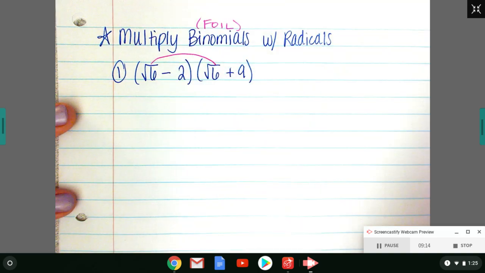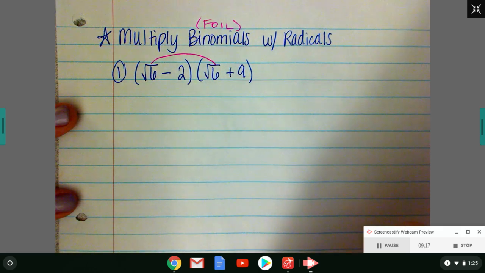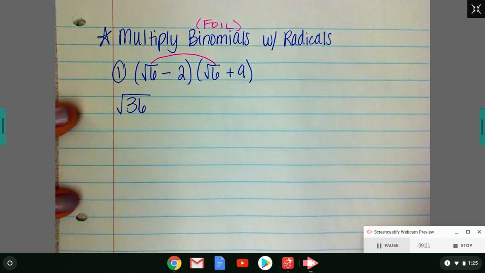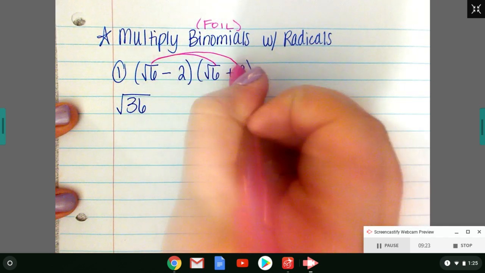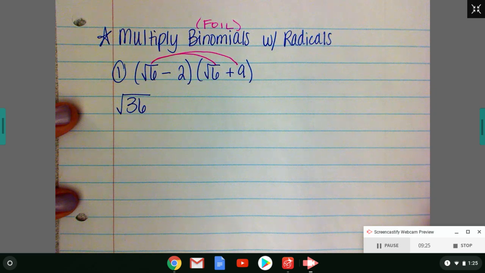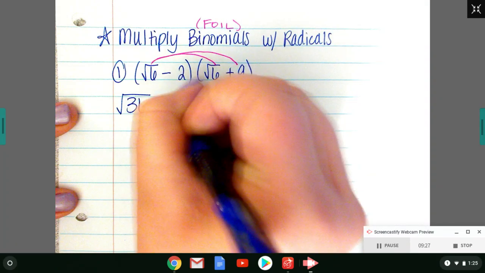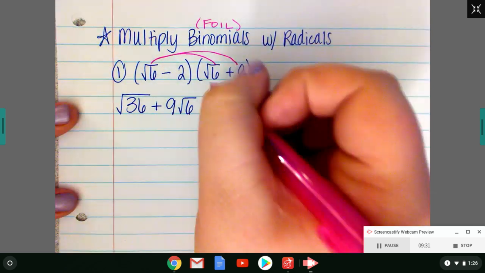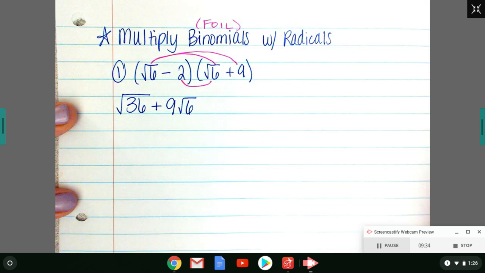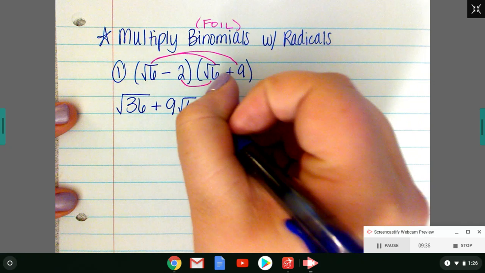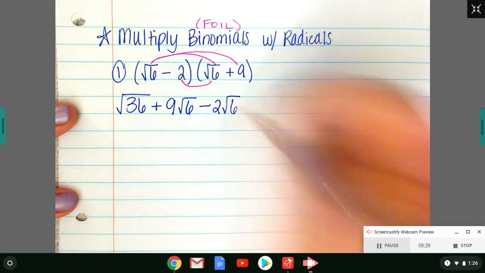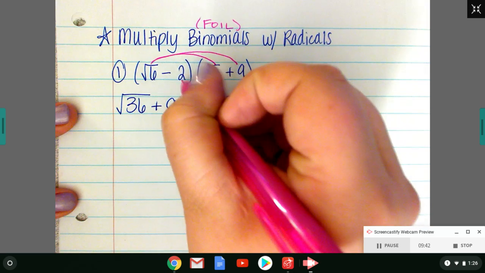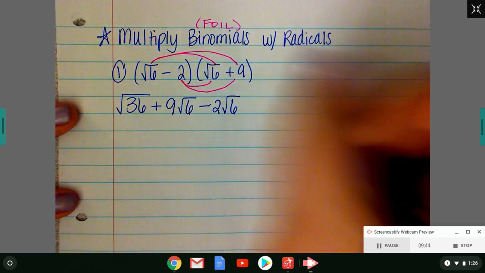So let's do the first one here. Root 6 times root 6 is, we're both on the inside, so they can get combined to root 36. Then we have root 6 times 9. One was on the inside, one was on the outside, so they can't get combined. We've got 9 root 6. Then we've got inside. Negative 2 times root 6 is just negative 2 root 6. One was on the inside, one was on the outside. And then last, negative 2 times 9 is negative 18.